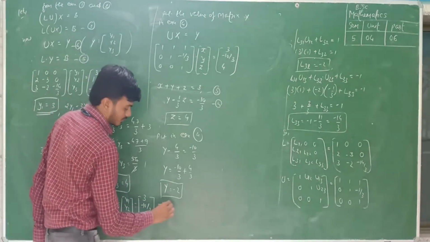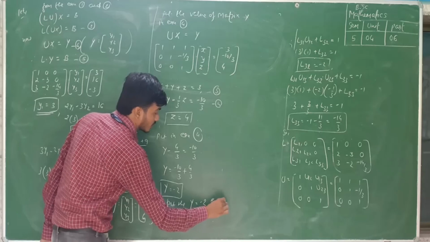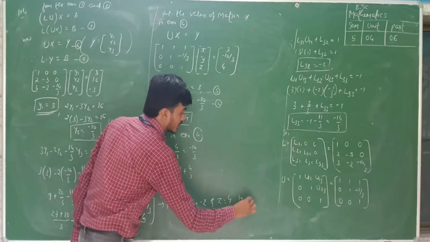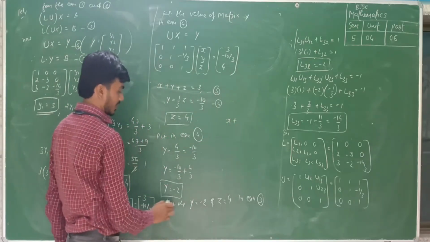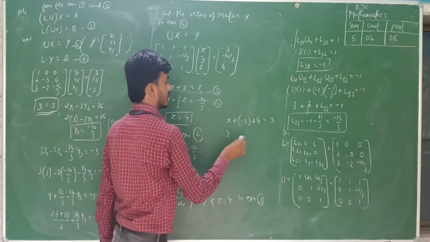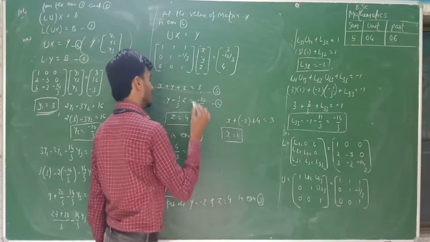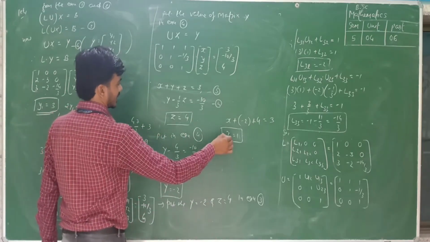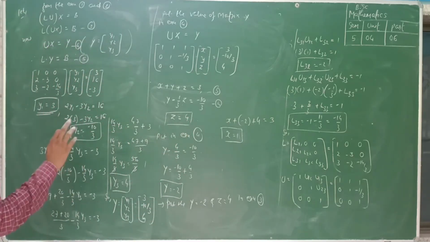And now put the value y is equal to minus 2 and z is equal to 4 in equation number 3. So x plus y plus z is equal to 3, that is x minus 2 plus 4 is equal to 3. 4 minus 2 is 2, right hand side 3 minus 2, that means x is equal to 1. So the solution is x is equal to 1, y is equal to minus 2 and z is equal to 4, which is the solution of this system of linear equations by using the Crout method.